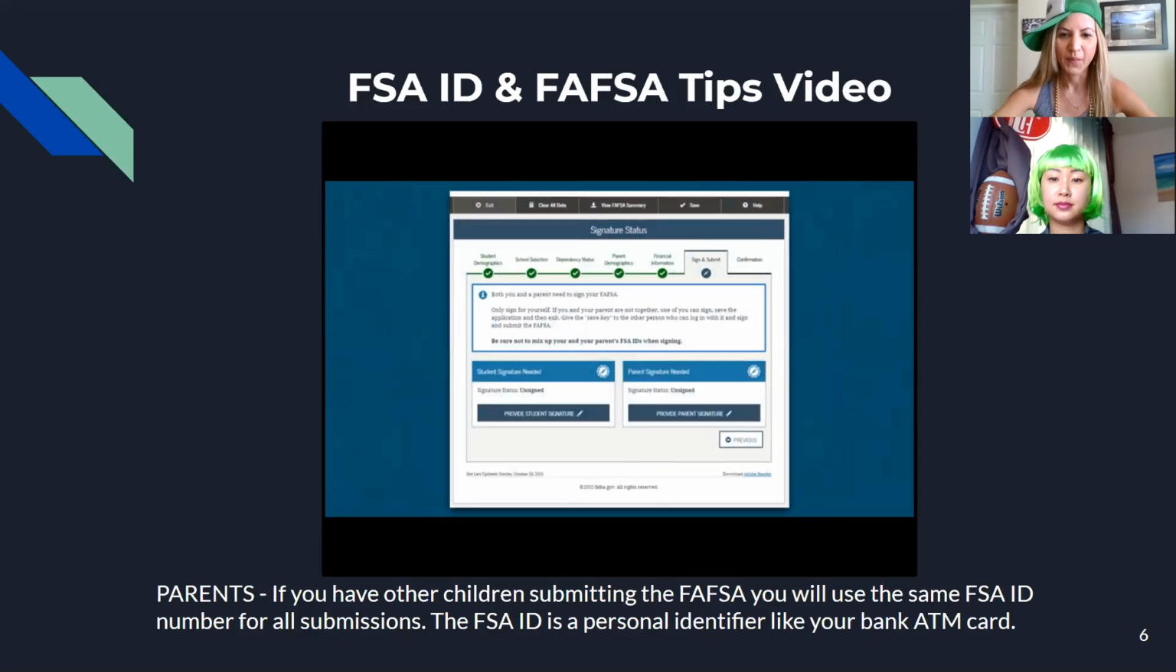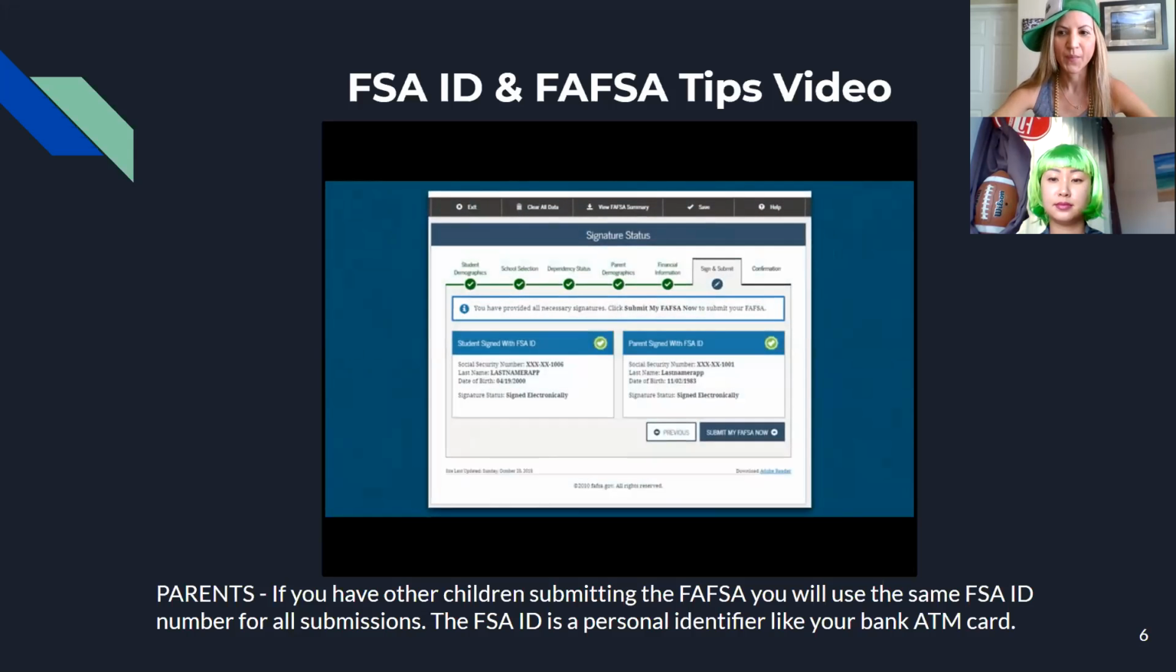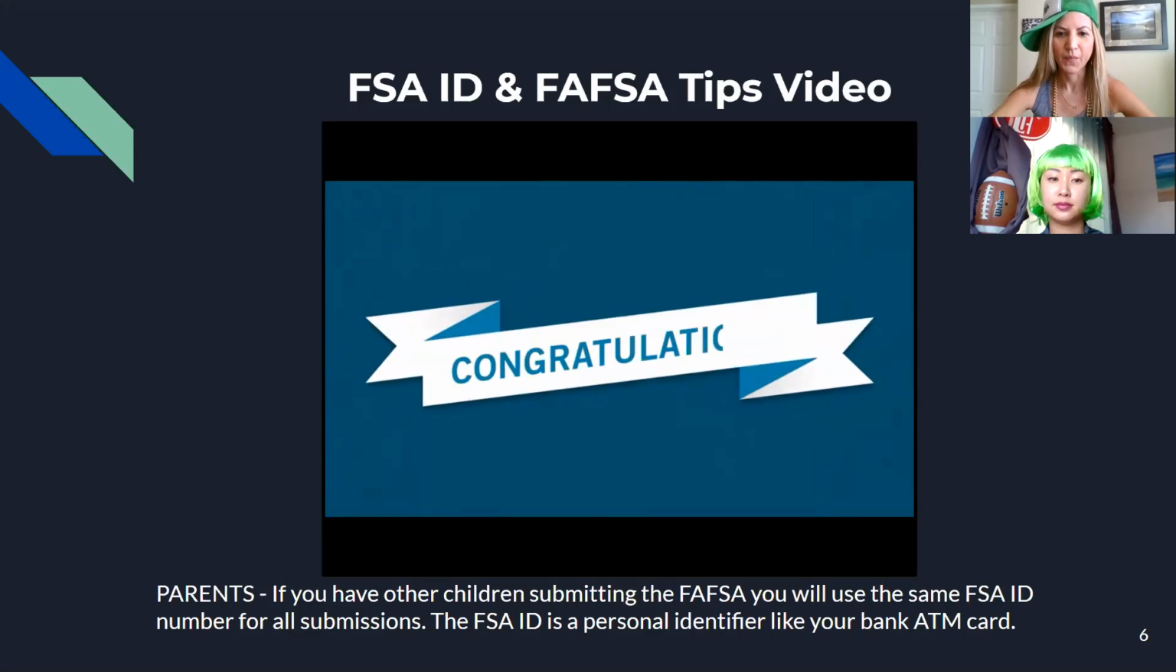Once you and your child have entered all the required information, you will both need to sign. Follow the directions on the Sign and Submit page. Be sure to sign in the Parent Signature section. Once both of you have signed, be sure to submit the FAFSA form. Your child's FAFSA form is not submitted until you see the confirmation page. Congratulations! Your child's FAFSA form is submitted.